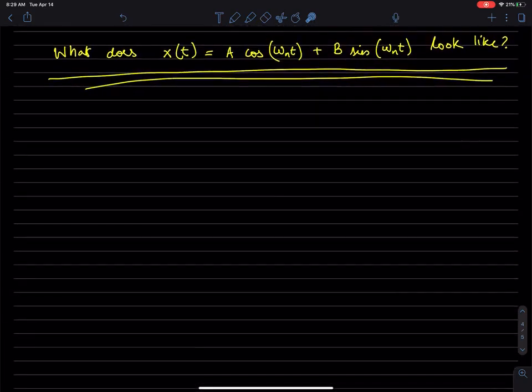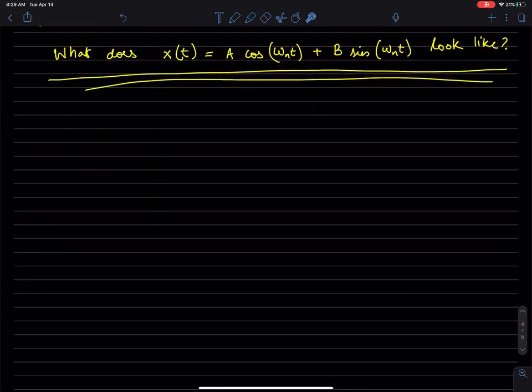Okay, so in this little video, we're going to talk about what this expression really means. Again, it's good to understand what it means, but the derivation itself is not necessarily part of the exam or anything like that. But it's good to understand what this expression means.